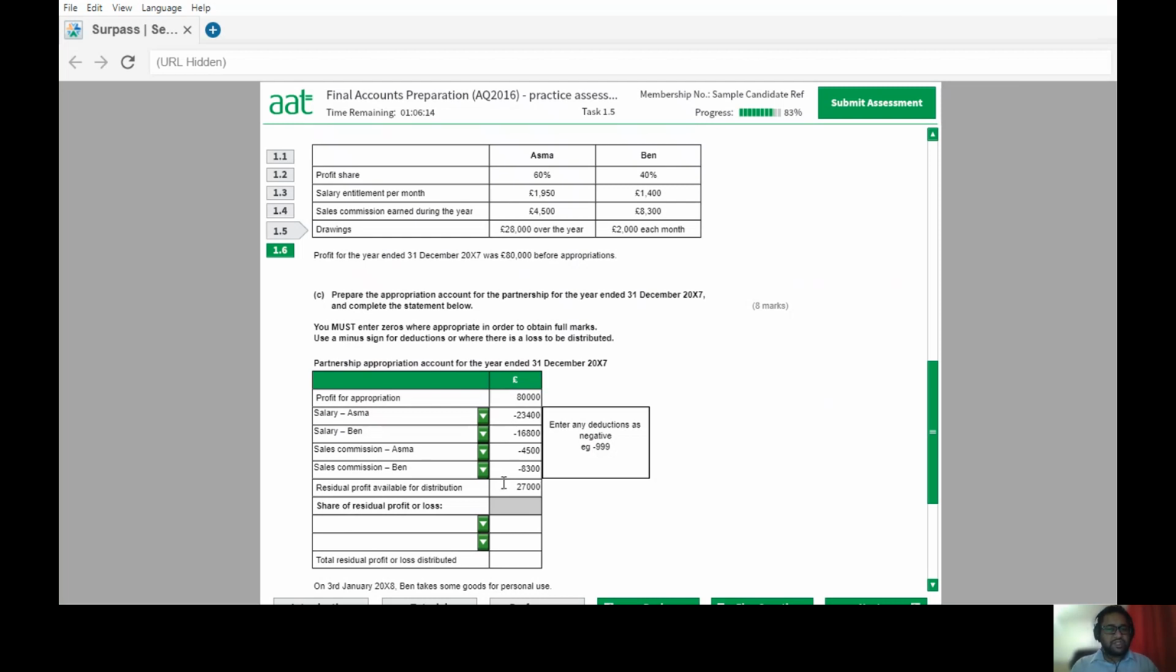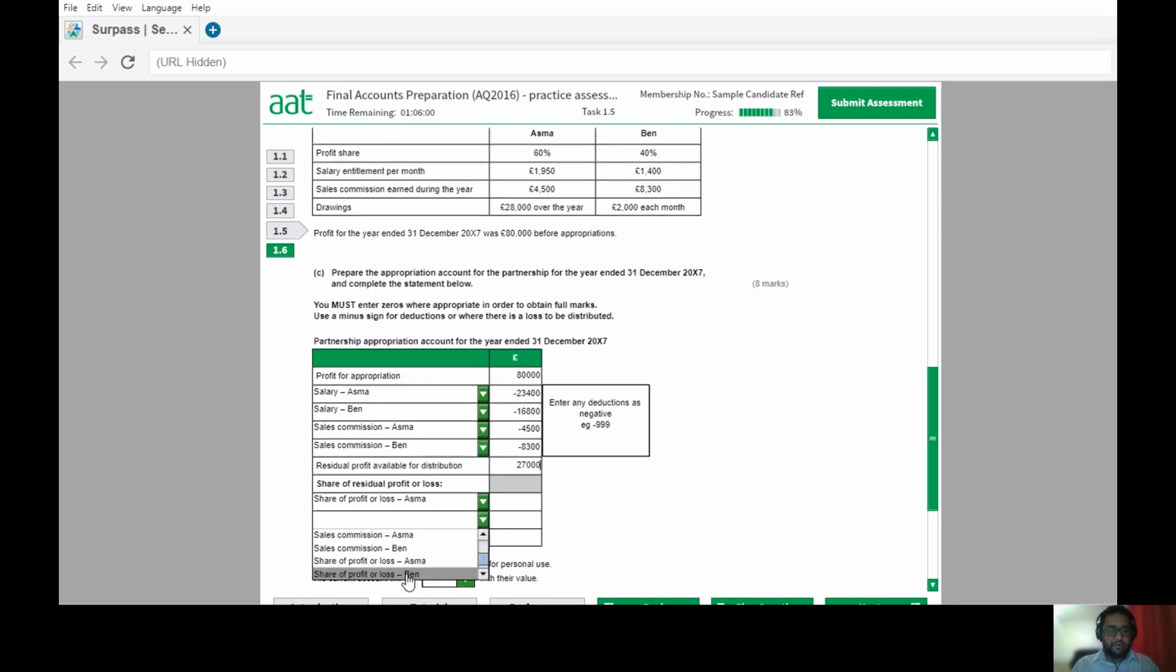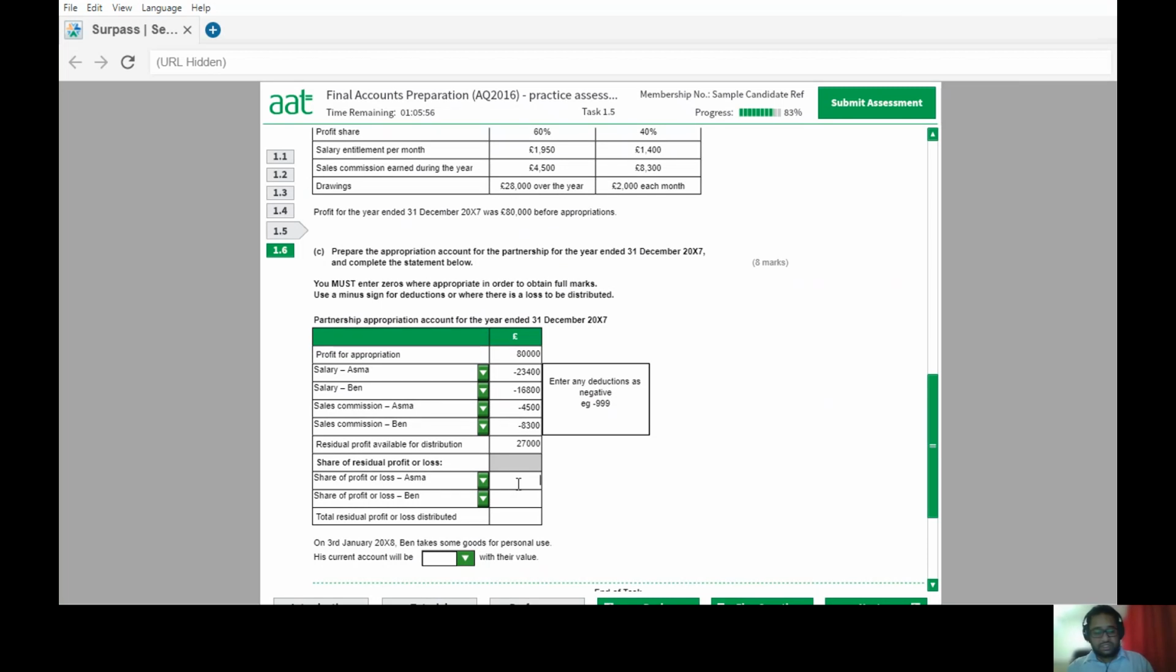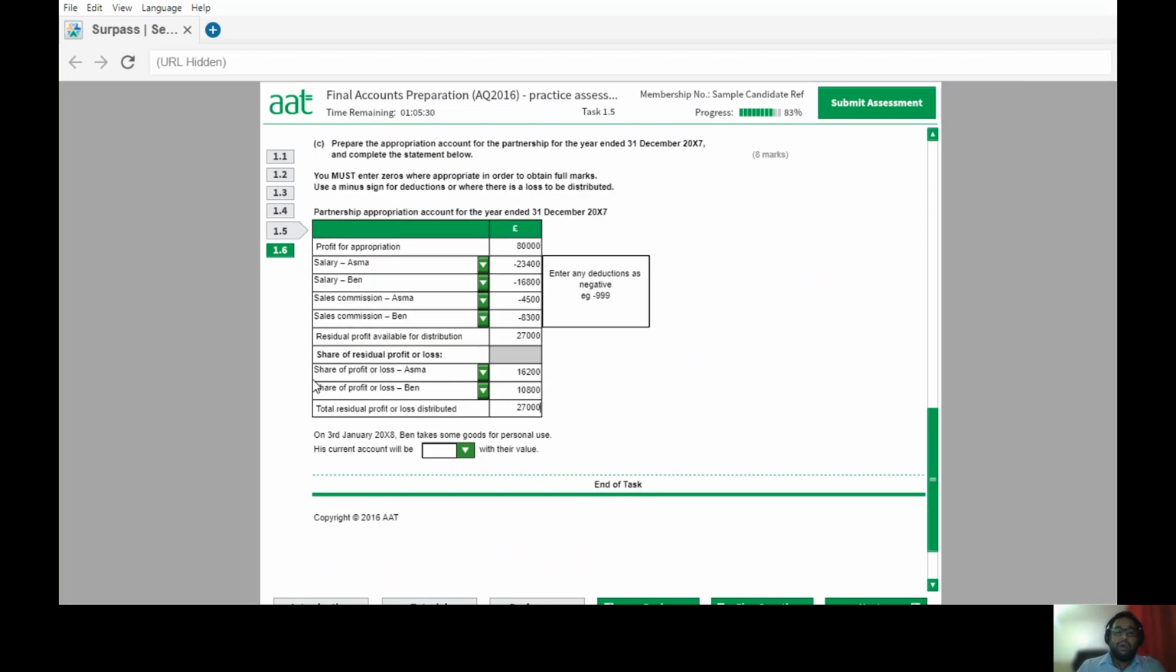This £27,000 is going to be split among the other two. So £27,000 multiplied by 0.6 is going to be 16,200. That is your profit share for Asma, and the profit share for Ben is whatever is left over. So 27,000 multiplied by 0.4 is going to be 10,800. The total amount is again £27,000. So the amount we're showing now is the share of their particular profit or loss in the scenario, the profit for both of those partners.